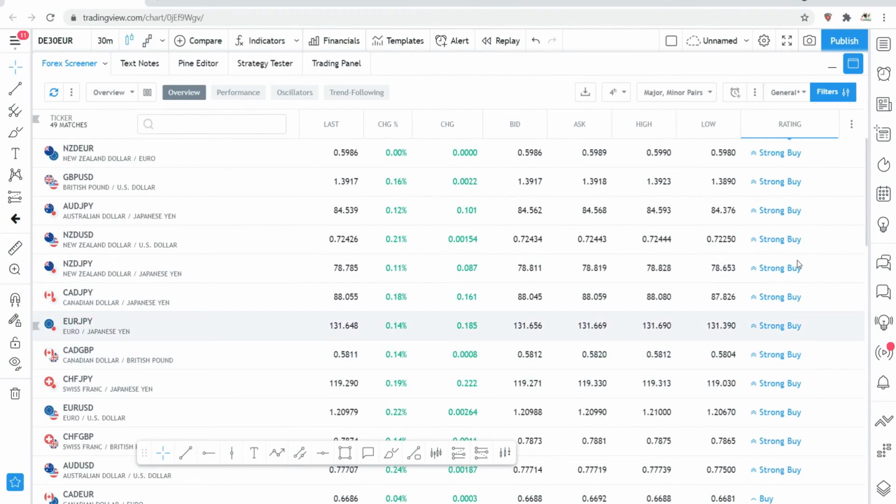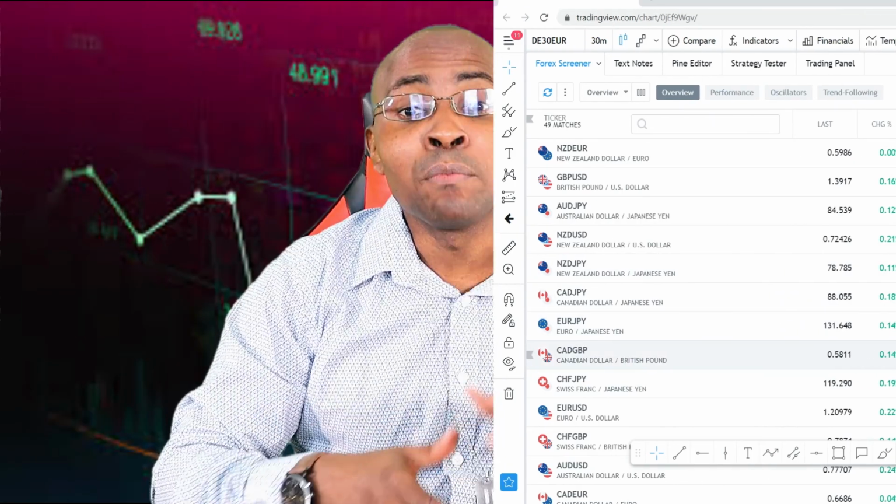Did you know that you could use Tradingview to screen currency pairs to know if you're in a bullish market or a bearish market? Stick around. Let me show you how.